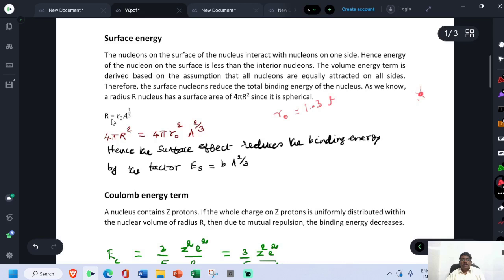So this is the nuclear radius, and this is the formula for the surface area of the sphere. As you know, the nucleus is spherical in shape, and finally we get this term 4 pi r0 square A power 2 by 3. These are all constants, therefore the surface energy term is proportional to A power 2 by 3. To remove the proportional sign, we are using this constant B. Hence we may point out that the surface energy decreases the binding energy of a system.